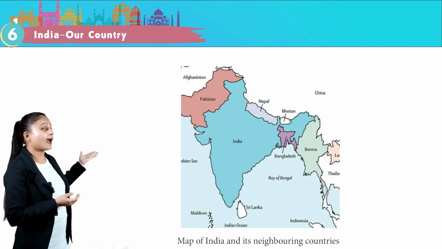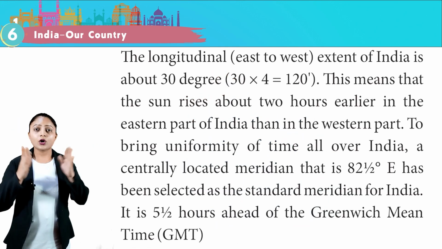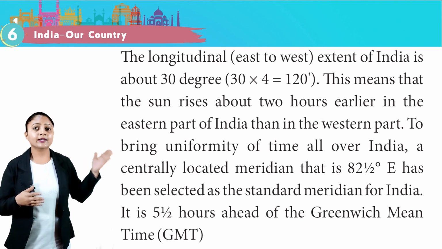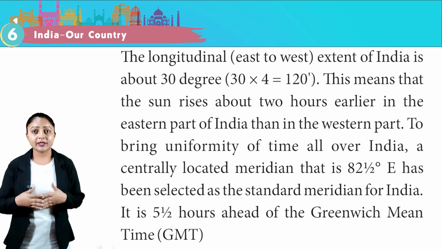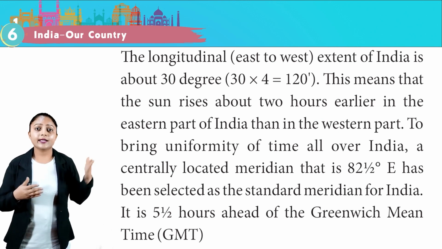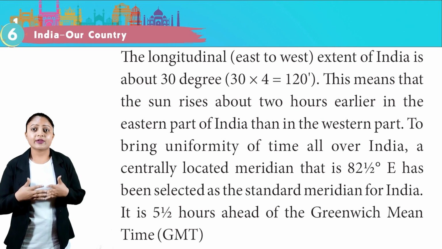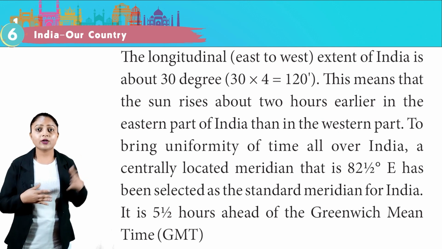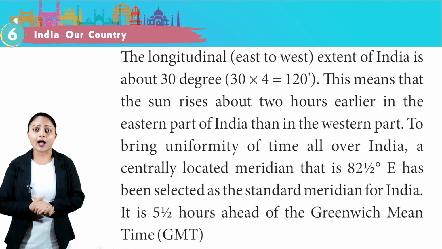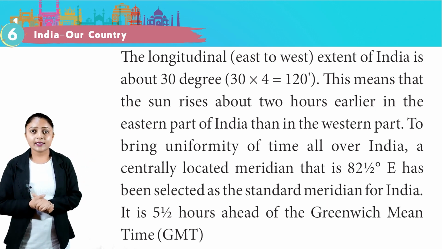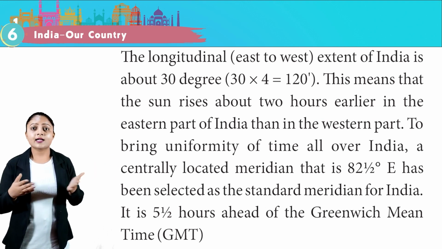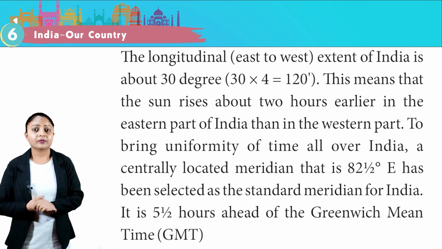Map of India and its neighboring countries. The longitudinal east to west extent of India is about 30 degrees. 30 into 4 is equal to 120 minutes. This means that the sun rises about 2 hours earlier in the eastern part of India than in the western part. To bring uniformity of time all over India, a centrally located meridian, that is 82.5 degrees east, has been selected as the standard meridian for India. It is 5.5 hours ahead of Greenwich Mean Time, GMT.